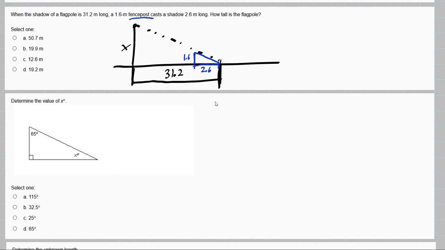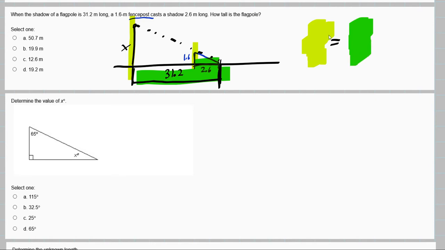So these are two similar triangles. We know they're similar because they share this angle and they share this angle. They also must therefore share the third angle because they have to add up to 180. So if all three angles are the same, these have got to be similar triangles. So let's take a look. For the height and the height, those have got to be proportional. And for the shadow and the shadow, those have got to be proportional.